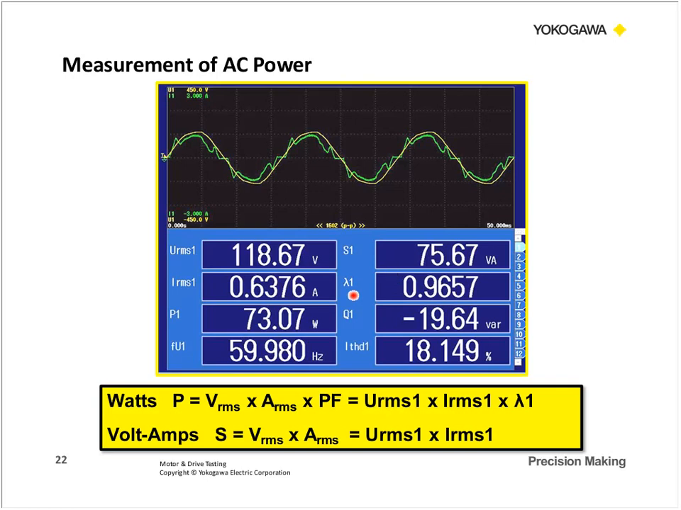A couple other things we're showing: the frequency of the voltage. In this case, we're looking at the THD of the current, total harmonic distortion. We're looking at the VARs. In this case, it shows negative, and that's by convention a capacitive input on this example that we were doing.